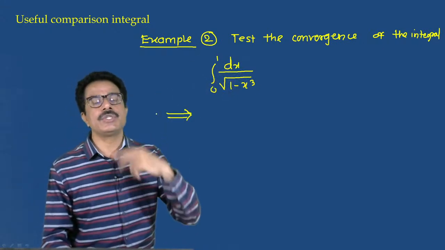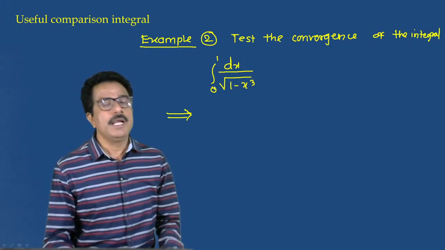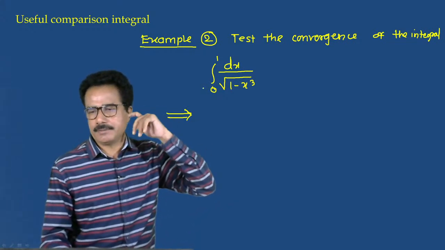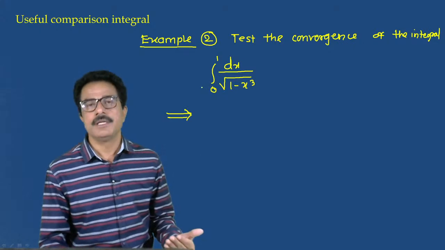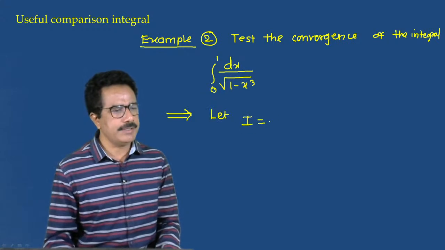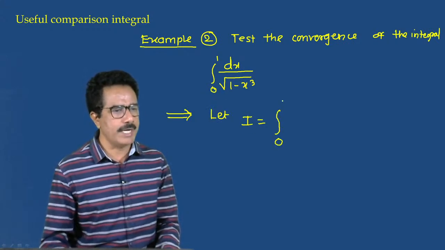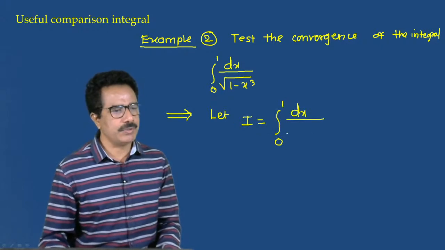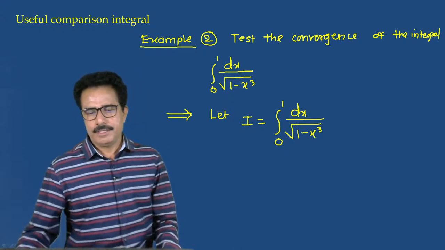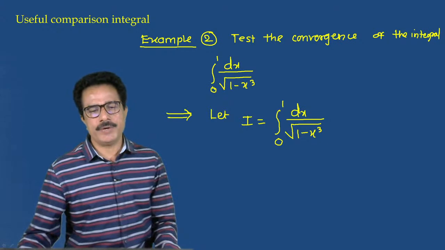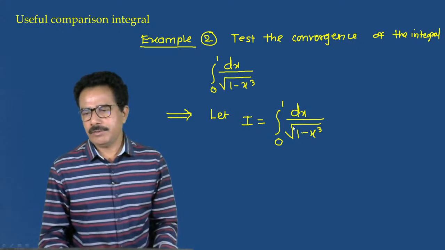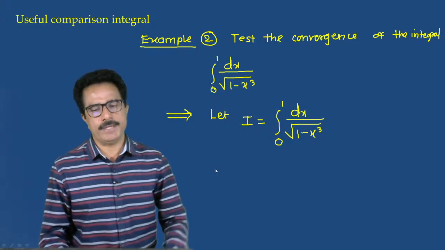But before this, you tell me at which point this integral is an improper integral, at which point the function is discontinuous. Suppose I is equal to the integral from 0 to 1 dx divided by root of 1 minus x cube. Now you tell me at which point this function is discontinuous. Can you tell me? Okay, very good. Digambar Inde, very nice.